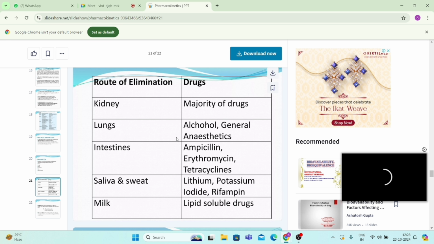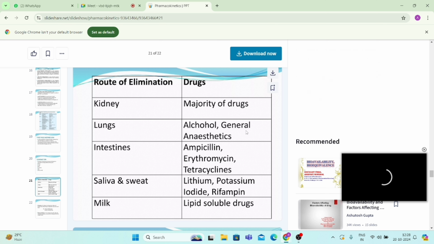And what are the drugs which will be eliminated through different routes? Let us see. These examples are very important. Kidney: most of the drugs, in the sense 95% of the drugs, will be eliminated through the kidneys. Next we have lungs. What are the drugs which will be eliminated through lungs, in the sense through your exchange of gases? One is alcohol and the other one is general anesthetics.